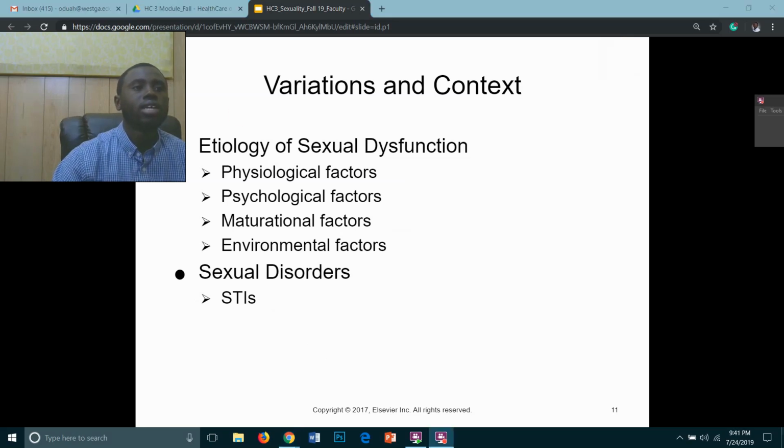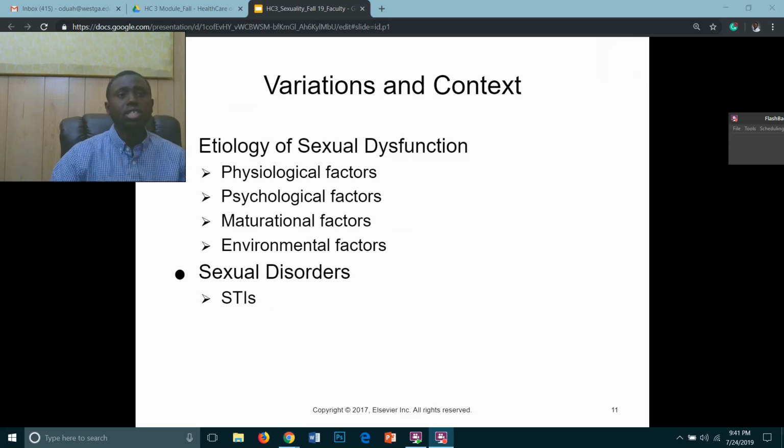So now let's look at some variations of our concept. Sexual expression differs from client to client. As such, sexual dysfunction is based on the client's perception and the presence of an actual impairment to sexual functioning. Sexual dysfunction can be caused by physiological factors.